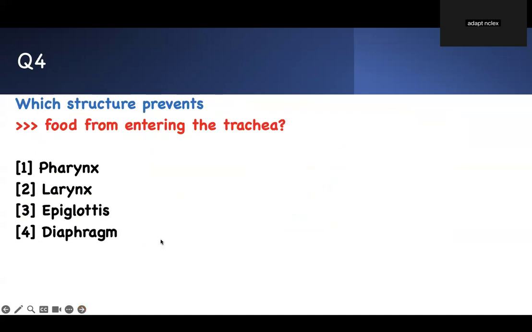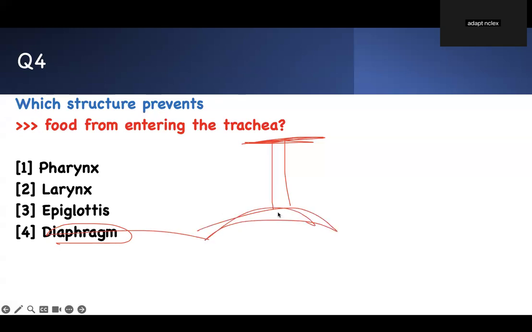Next question. Which structure prevents food from entering the trachea? I will show you some technique that you can use to answer the question. That means it has to be the upper portion. It should be above the trachea. The diaphragm is way down here, right?